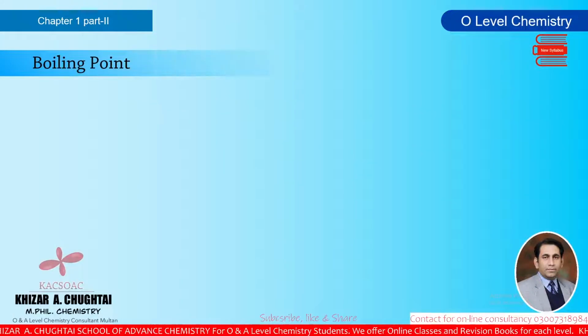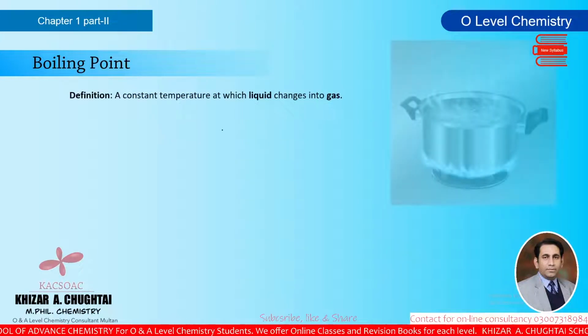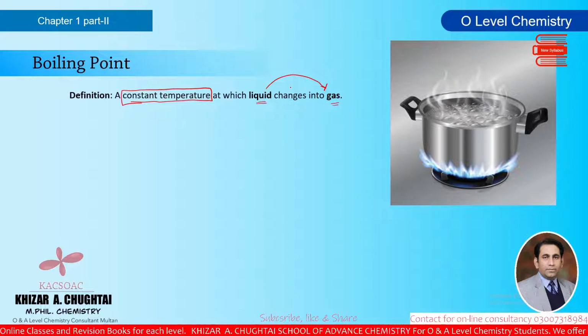The next one is boiling point. Boiling point is a constant temperature at which liquid changes into the gaseous state. When a liquid changes into the gaseous state, the temperature must be constant at that time. The temperature is constant, number one. Number two, when liquid is changing into the gaseous state, this stage is said to be boiling.